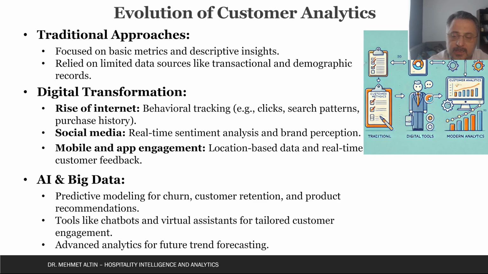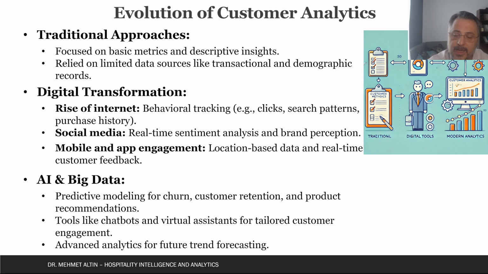Mobile technology added yet another dimension. With location based data and app engagement, businesses could now track customers' behavior in real time. For example, a hotel can use geolocation data to send targeted promotions to nearby customers, assuming that the app can track that kind of information. Let's not forget about privacy, and whether people are going to be happy about getting targeted promotions when they're nearby, right?